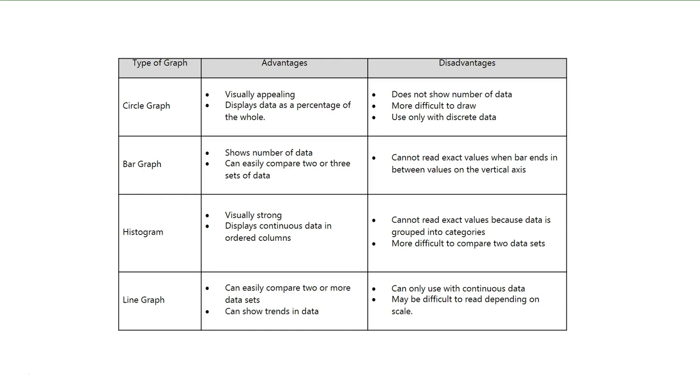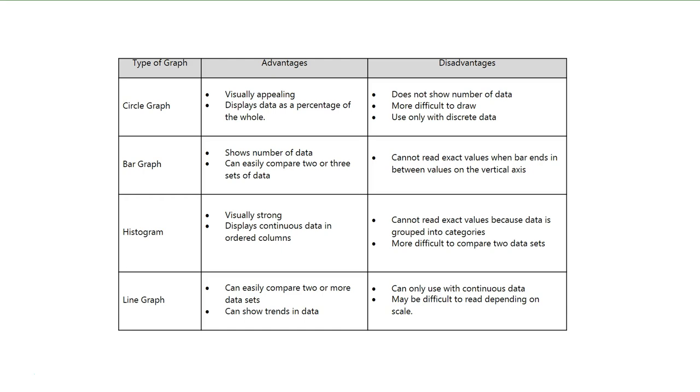Now a bar graph shows the actual number of data, so that's an advantage. And you can easily compare 2 or 3 sets of data on the same graph. Now, sometimes you can't always read the exact values when the bar ends in between values on the vertical axes. It all kind of depends on the scale, so sometimes it's hard to read.